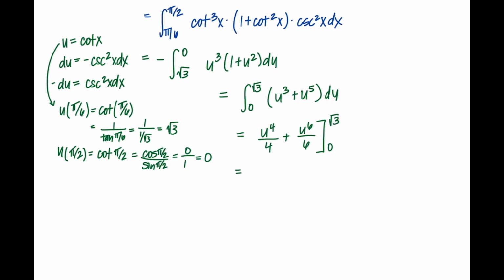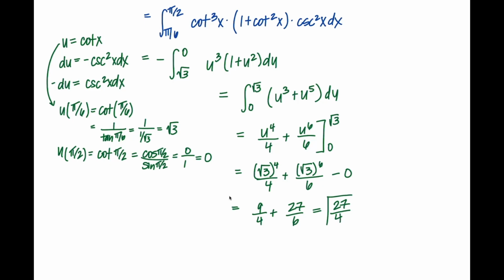So now if we substitute the square root of 3 in, I have the square root of 3 to the 4th over 4 plus the square root of 3 to the 6th over 6, and then minus 0, which is nice. The square root of 3 to the 4th is 3 times 3, so that's 9/4, plus the square root of 3 to the 6th is 3 times 3 times 3, so that's 27 over 6. We would have to have these with common denominators, and then we'd add their numerators, so we're going to get a final answer of 27 over 4.